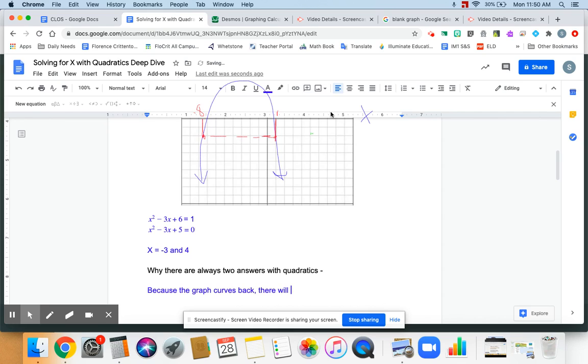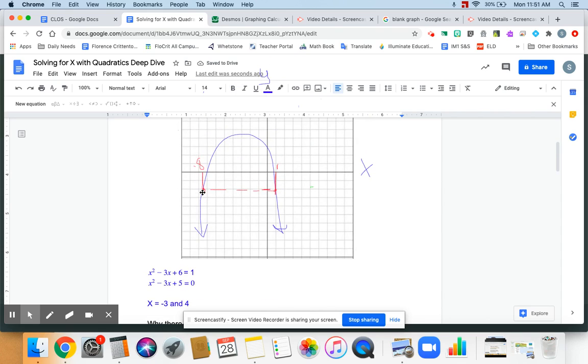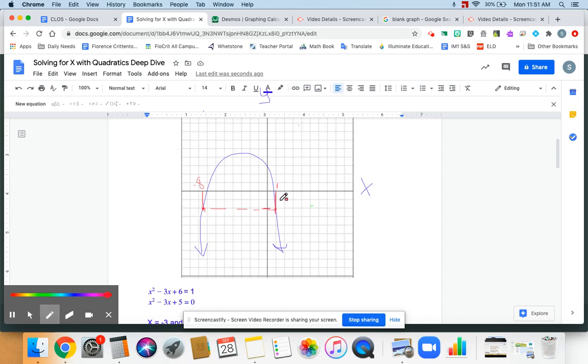There will always be two answers. Because, for example, with this one, if I start on the left, it's going up and then it goes back down, so it's going to hit a value twice. Or if it went the other way, same thing, it goes down, then back up. Even if I say, okay, what about y being right here? Well, there'll be this answer over here and this answer over here, so that x and that x. So just because of the way the graph is shaped, there's always two answers.